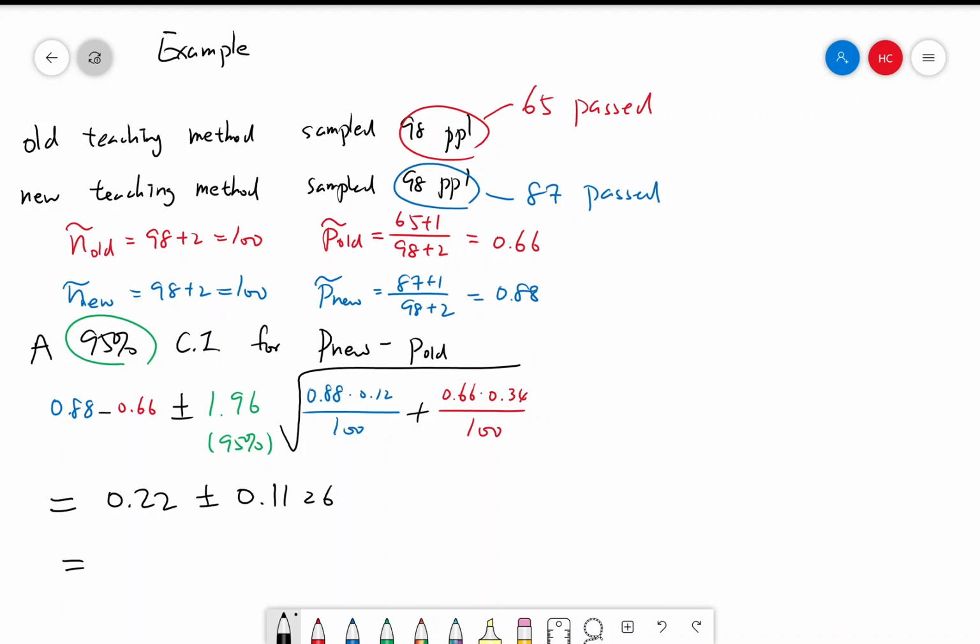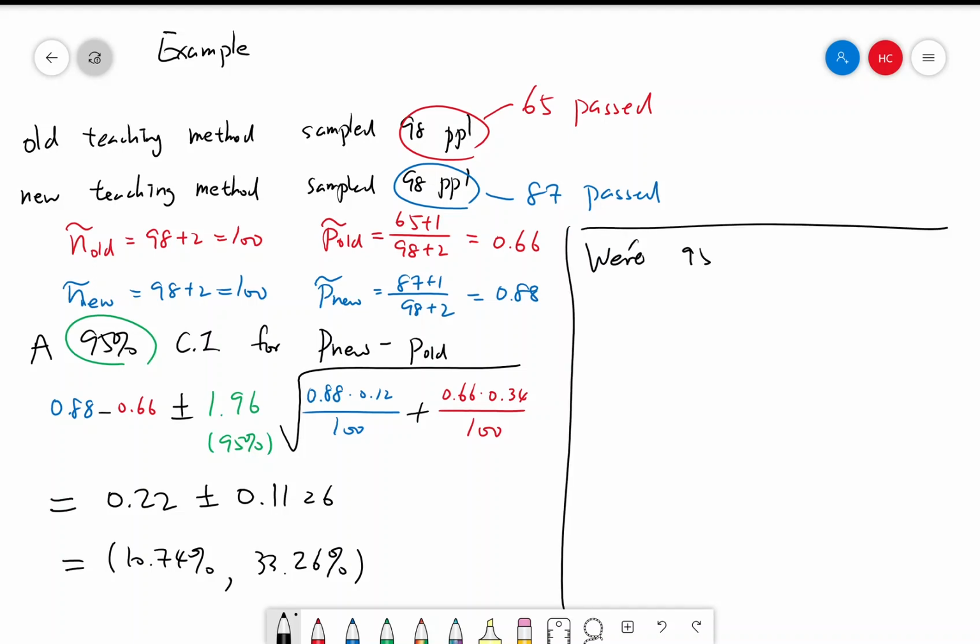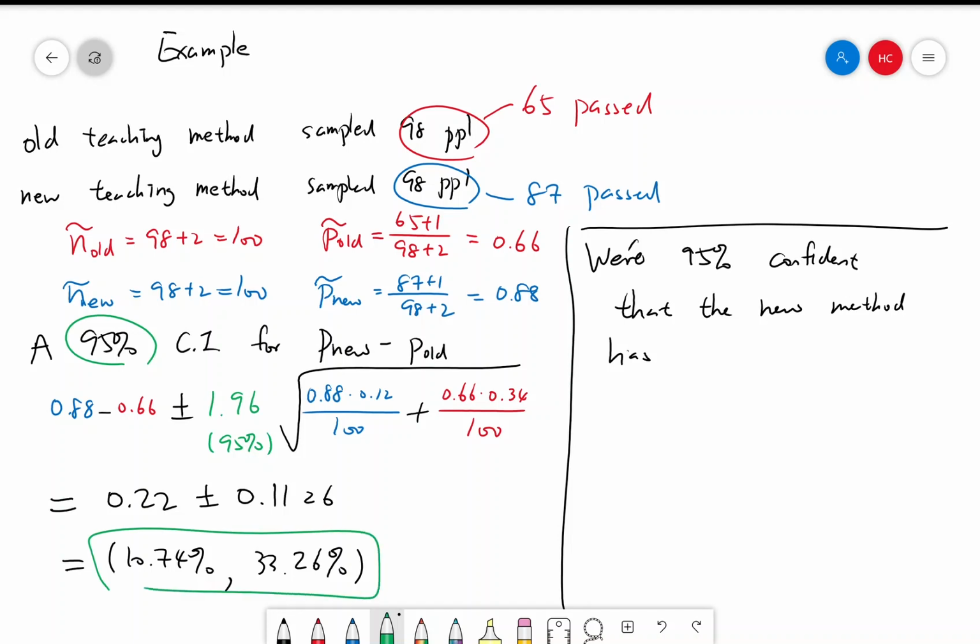If you write it in terms of an interval, it's going to be 10.74%, comma, 33.26%. So this is our 95% confidence interval for the difference of success rates. This means that we are 95% confident that the new teaching method has this much higher success rate than the old teaching method.